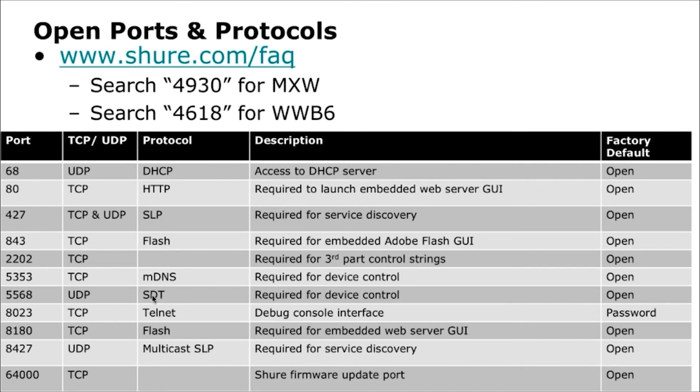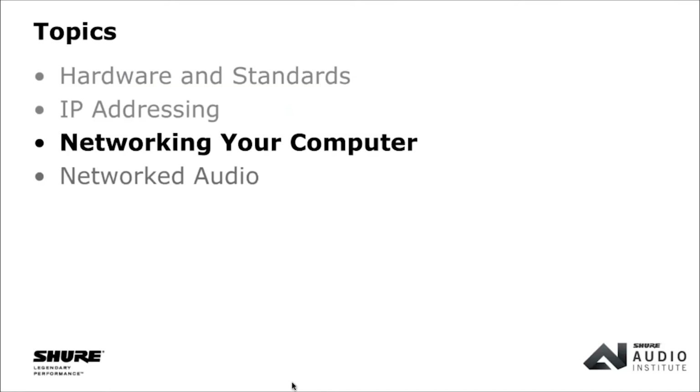So, for example, if you need to update the firmware on your Shure devices and port 64,000 is blocked on the network, well, guess what? You're going to have problems discovering and updating those devices. A port, I just think of it as a portal. It's a door, right? It's a door on the network. And if that port is closed, you're going to have problems finding your devices. So another good reference to keep in mind.